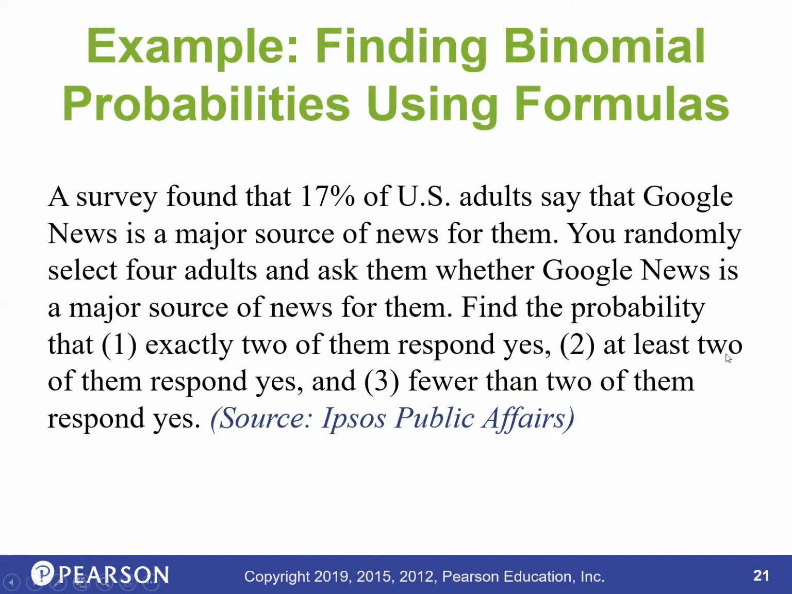Number two says at least two of them responded yes. So that means what? I mean, probably at least two. So two could have done it, three could have done it, four could have done it, right? That's a good possibility. So for number two, this one tells you that's for two people, right? That at least two means I got to calculate two, I got to calculate three, and then four. Most likely need to add this. Good. That makes sense.